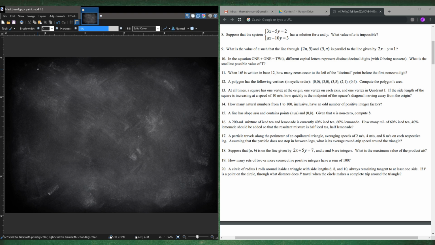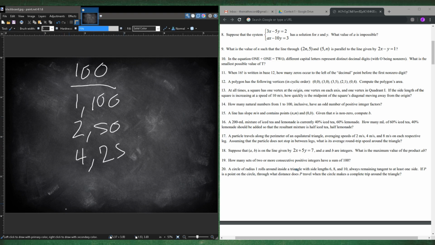Okay. So based on that general form, we need the factors of 100. All the factors are 1 and 100, 2 and 50, 4 and 25, 5 and 20, 6 doesn't work, 7 doesn't work, 8 doesn't work, 9 doesn't work, and 10. So is that the total amount of factors? Yep, that's the total amount of factors.